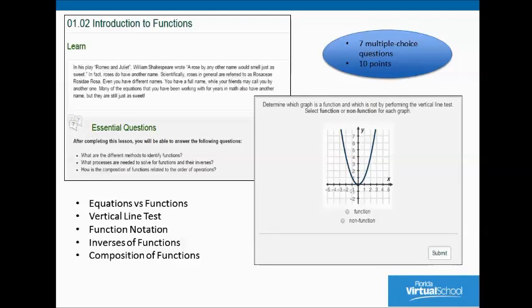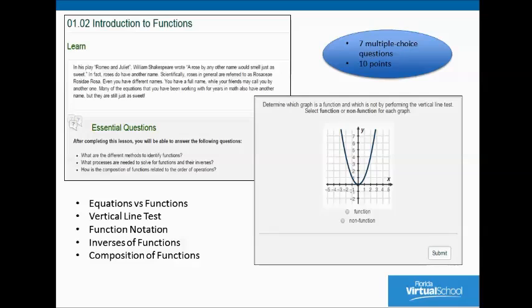So for 102, we cover equations versus functions, vertical line test, function notation, inverses of functions, composition of functions. And then throughout the lessons, there are different interactives. Like this one here, the students will choose what their answer is if they think this is a function or a non-function. If it's the wrong answer, it'll tell them, you have the wrong answer, try again. And then they can hit submit, and it goes through like a slideshow of different problems, so the students can practice if they know what a function is or if they don't know what it is.